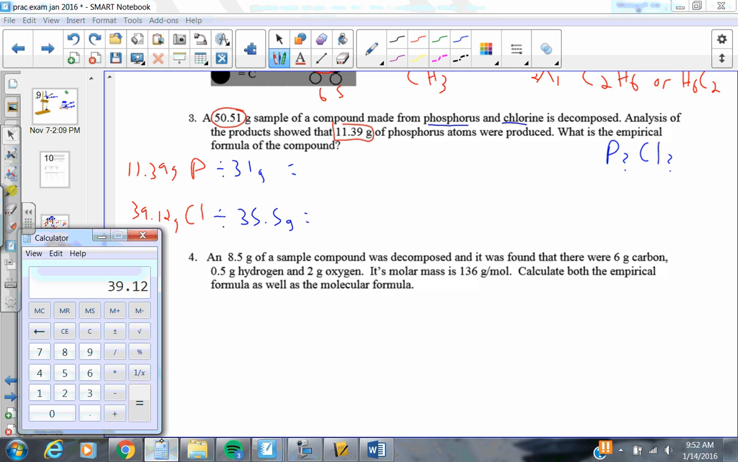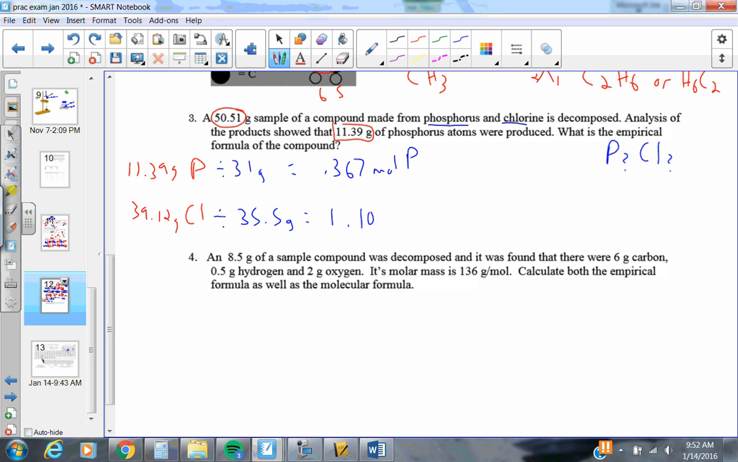When I put these into the calculator, I might decide to keep a few extra digits just so I don't make mistakes. 0.367 moles of P. I wouldn't round that off to 0.4, even though a lot of times I would. When I'm doing molecular formulas and empirical formulas, it's good to keep extra digits so that we get a truer sense of the real ratio. Now I'm doing the bottom one, 39.12 divided by 35.5, and that's going to equal 1.10 moles of chlorine.